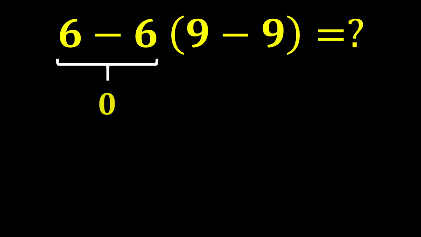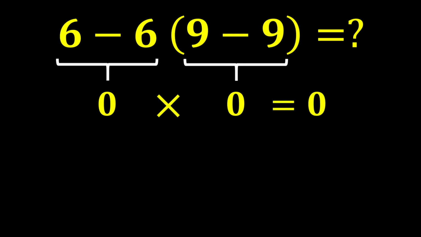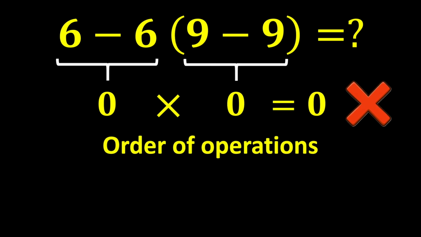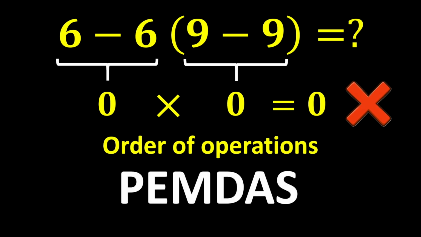6 minus 6 equals 0, and then, inside the parentheses, 9 minus 9 equals 0, in the end, 0 times 0 equals 0. But this answer is not correct, because we did not follow one of the most important rules in mathematics, called the order of operations.